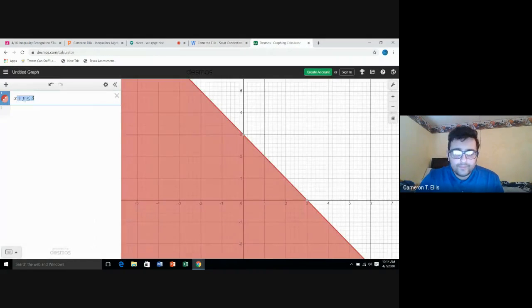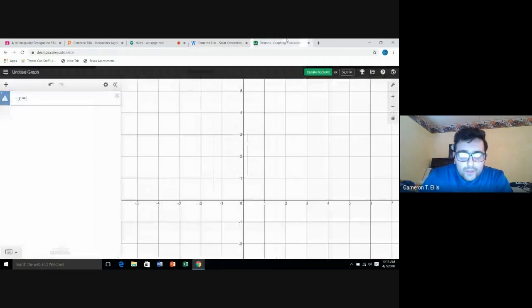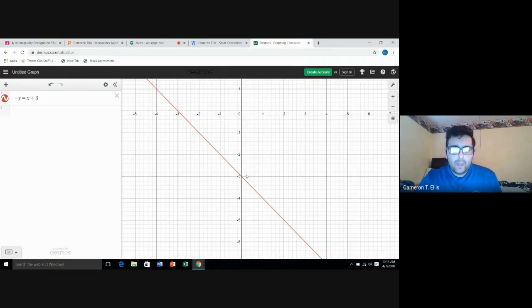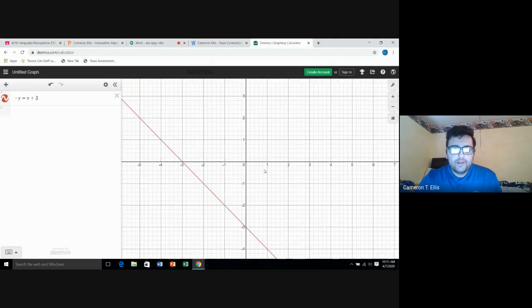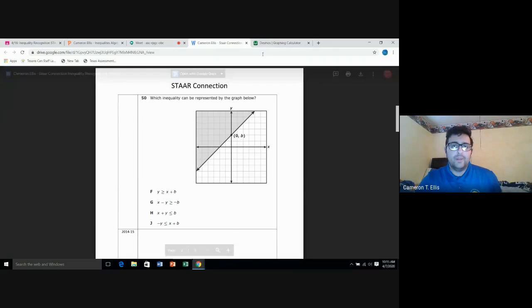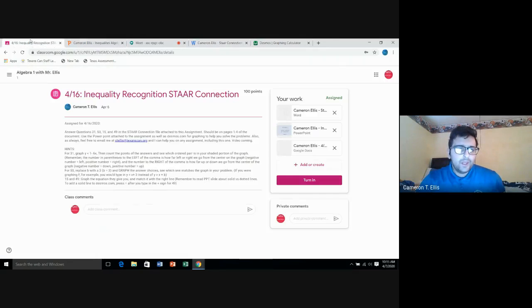Negative Y equals X plus B, X plus 3. Okay, and then it's below the axis, and my problem is above this axis right here. It's not in the right place, and it's facing the wrong direction. So it can't be G, H, or J. I think F seems like the right answer there. And then we got 2 more.